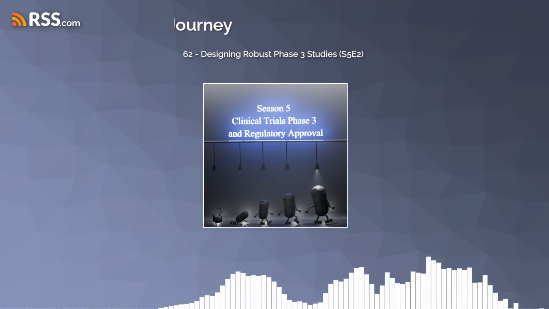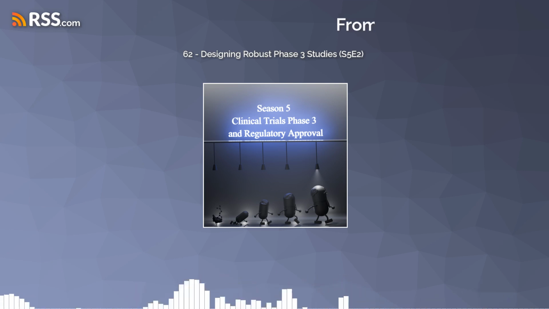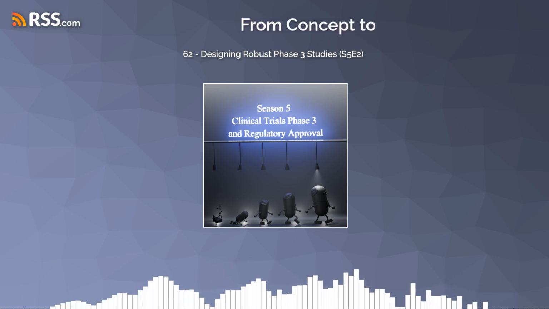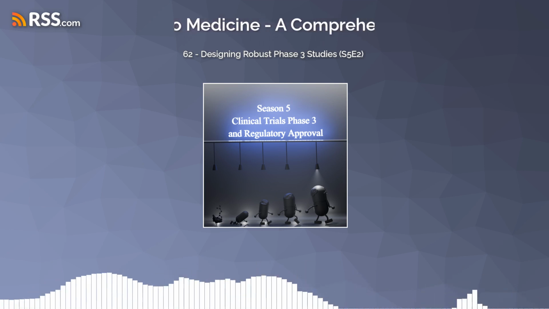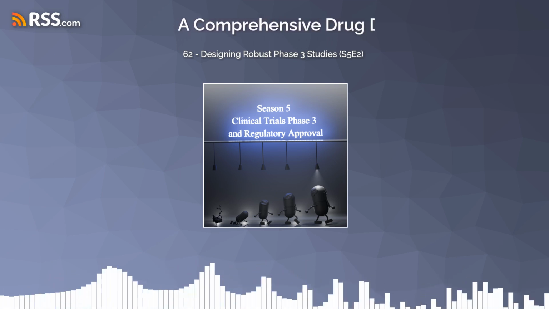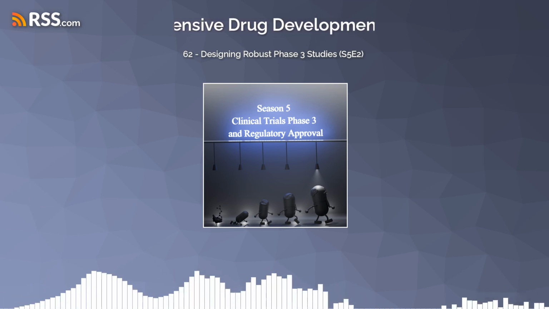Exactly. And on top of that, endpoints have to be measurable. We need a way to assess them in a reliable and objective way. And there are different types of endpoints. Oh, right. Our sources mention continuous, binary, and time-to-event endpoints. Can you give us a quick breakdown?